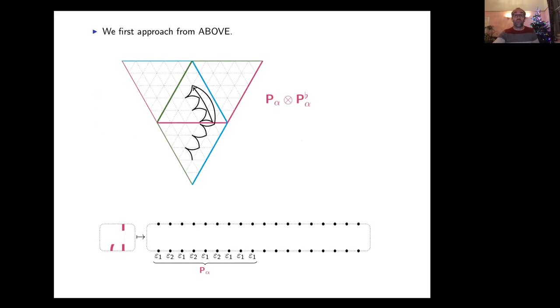So let's approach from above. Here we have a concatenation of two paths. The first one walks through the thing. The second one almost gets down to the bottom and then bounces up. So if you think of this in terms of, okay, P alpha goes through, P alpha flat bounces back.